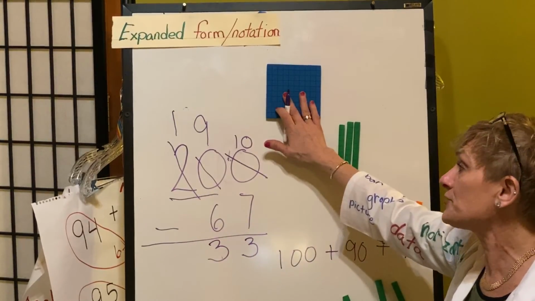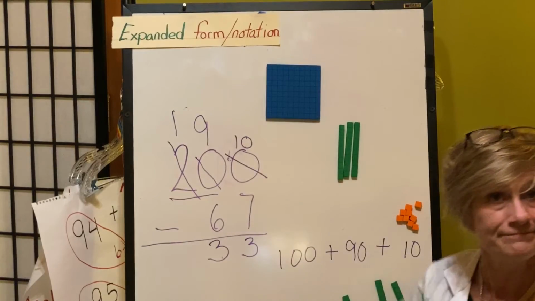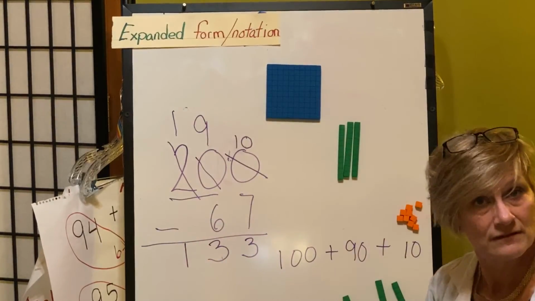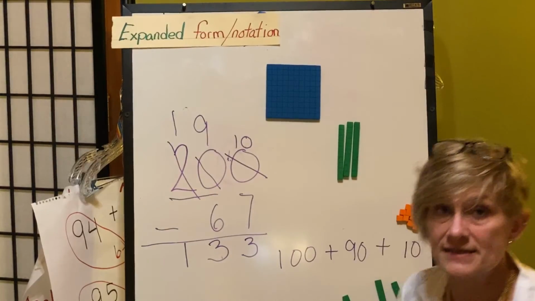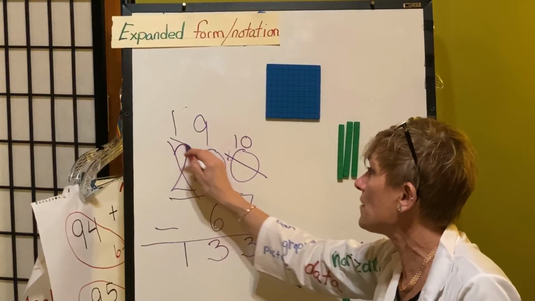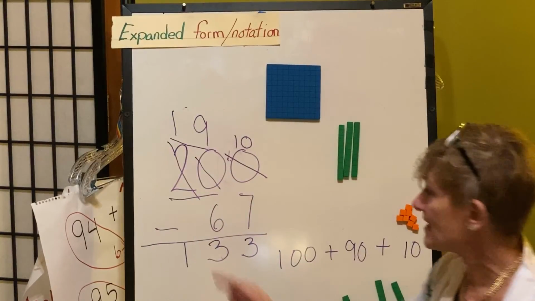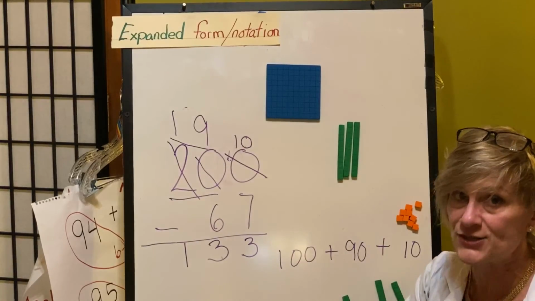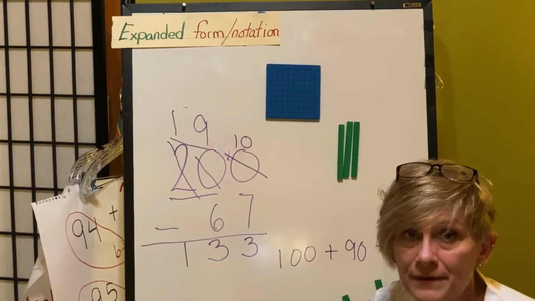And then my 100, not touching it. Don't need to take anything from it. I'm going to bring that right down. Some friends that go really deep and they understand this challenge, they even know that that's 19 tens. Take away 6 tens. It's okay to think like that too. That's getting deep.